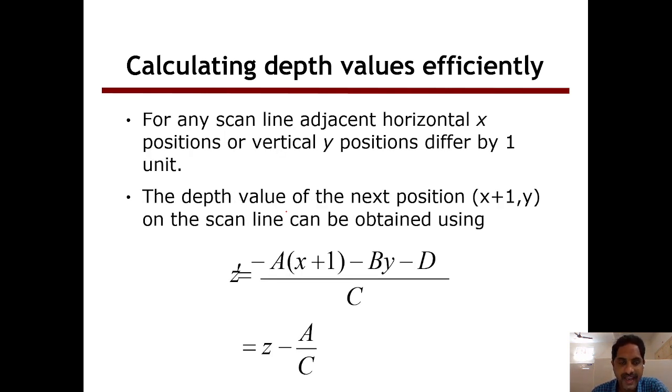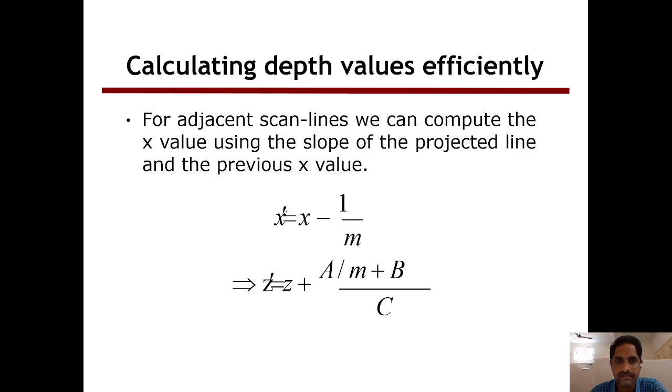Here you can take any scan line, vertically or horizontally, and calculate the x plus 1, y minus 1 values. Based upon that, you can find the z value. For any scan line, adjacent horizontal x positions or vertical y positions differ by 1 unit. So the depth value of the next position x plus 1, y on the scan line can be obtained using z dash equal to minus a of x plus 1 minus b y minus d by c. That is, you can take the position of x plus 1, y.